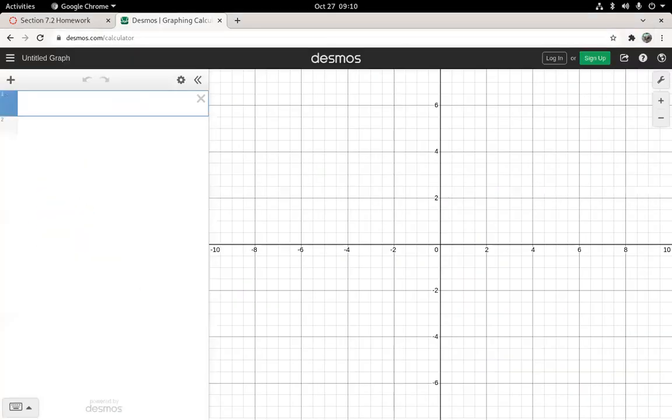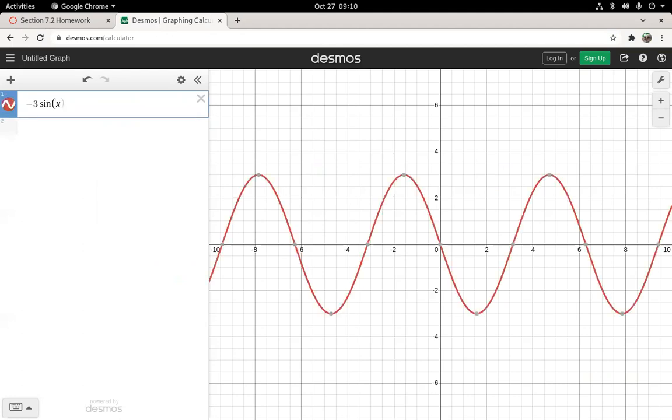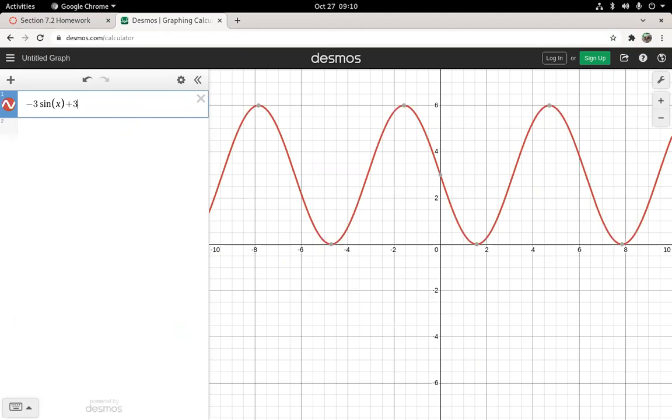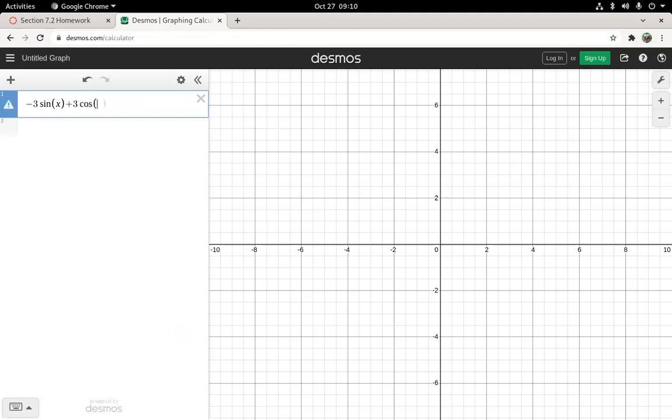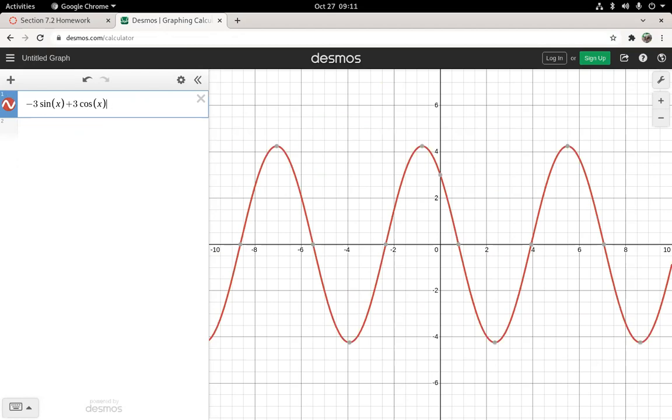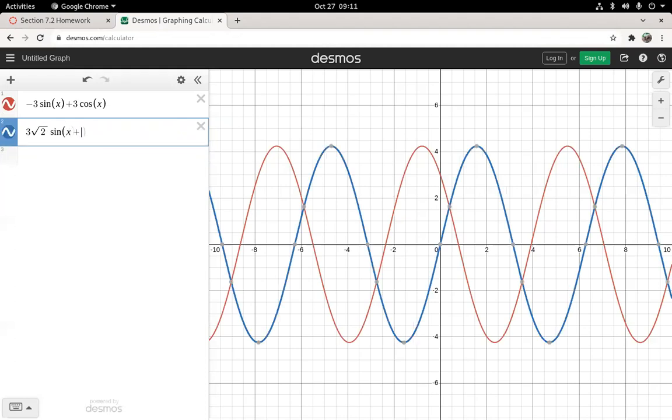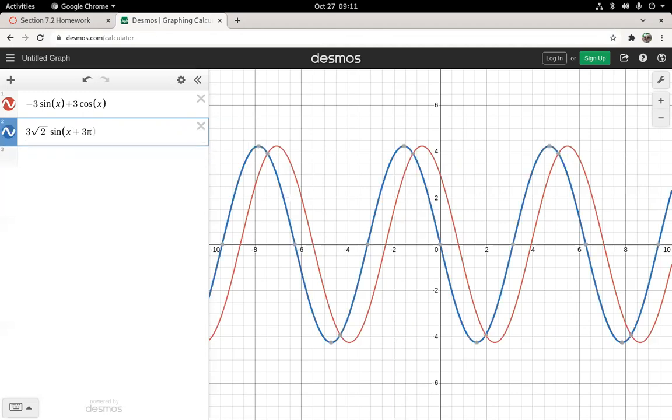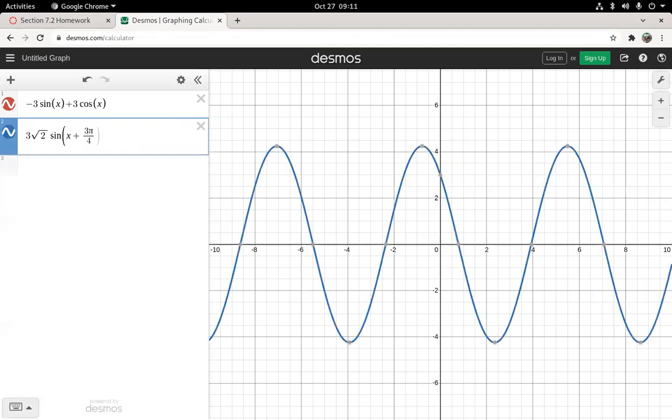All right, Desmos here. So the original one was negative 3 sine of x plus 3 cosine of x. All right, so that's the original wave they gave me. And we think that can be rewritten as 3 square root of 2 times the sine of x plus 3 pi over 4. Nailed it.